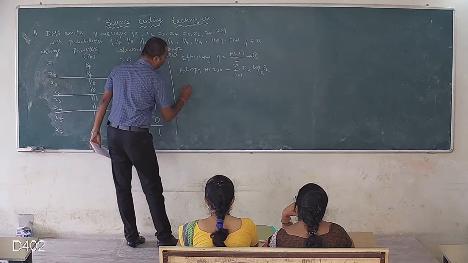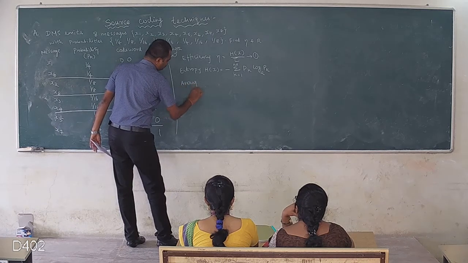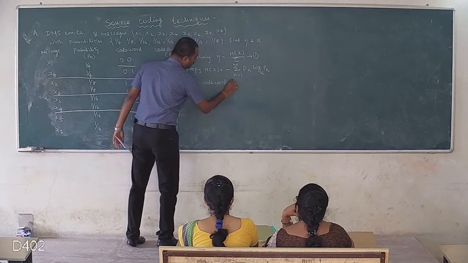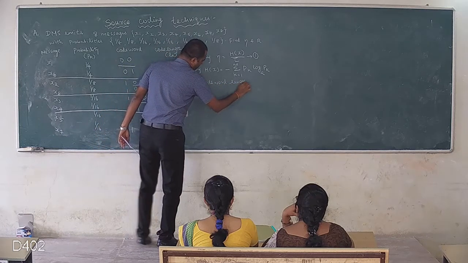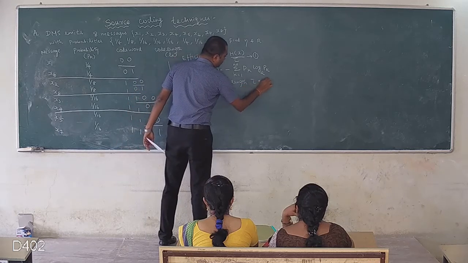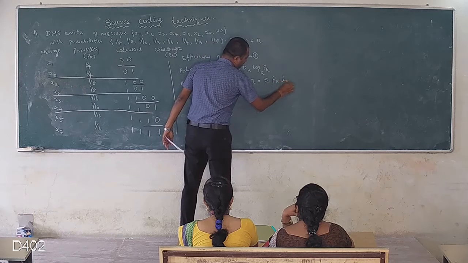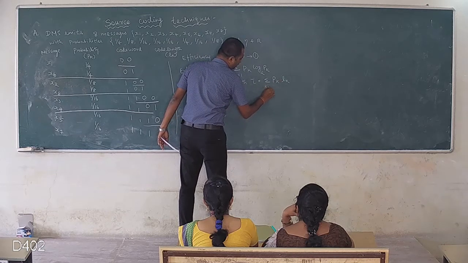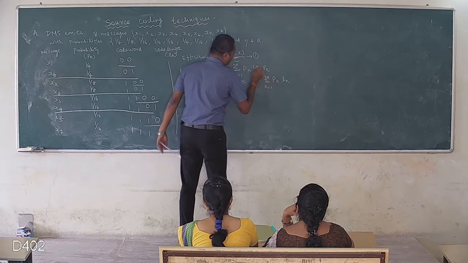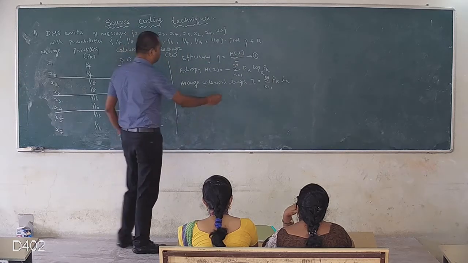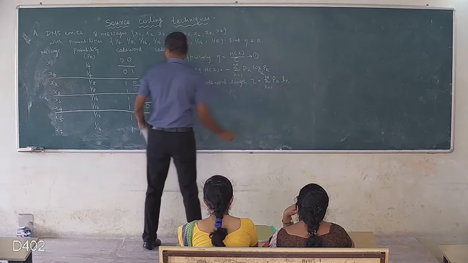Similarly, the formula for calculating average code word length L bar is equal to summation Pk into Lk, where K varies from 1 to M. Now I need to find entropy as well as code word length, for which I need to know L bar, that is code word length.